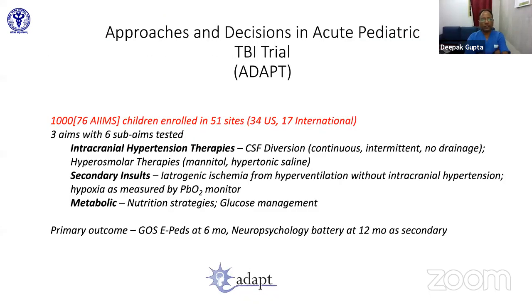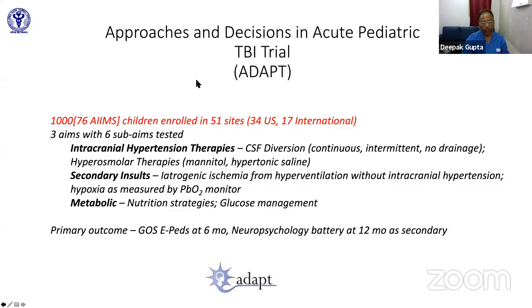Recently, we were a part of this ADAPT study, which included 1,000 children with severe traumatic brain injury undergoing ICP monitoring. And we looked for various aims: the efficacy or usefulness of CSF diversion procedures, the external ventricular drainage, the hyperosmolar therapies, mannitol or hypertonic saline, and the benefit or the harm from hyperventilation and hypoxia in this group of patients. And we also looked for the role of nutritional strategies, early feed starting, or glucose management in this group of children. The primary outcome being extended Glasgow Outcome Scale.